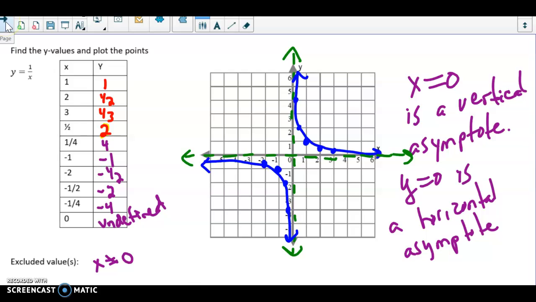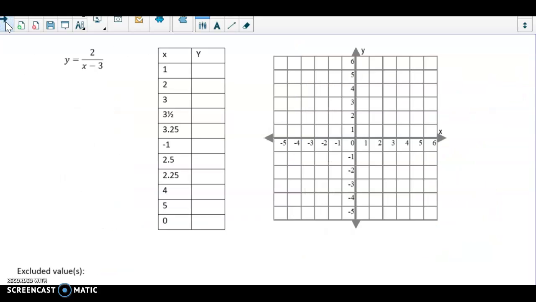Okay, so that's your general y equals 1 over x graph. Let's try y equals 2 over x minus 3. I would like you to pause me right now, put these x values in, use your calculator, put 1 in for x, 2 in for x, 3 in for x. Pause me and do it, and then restart me. By then I'll have all the right answers here, but please do it on your own first. Pause me and then come back.